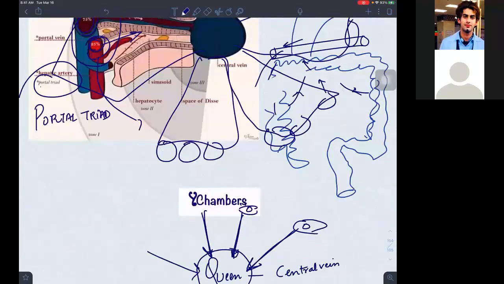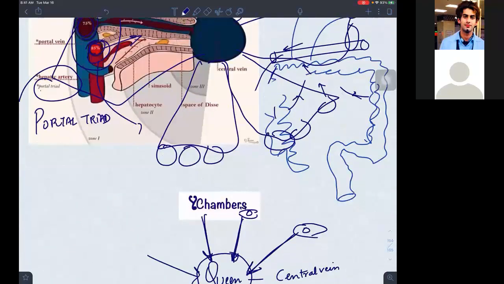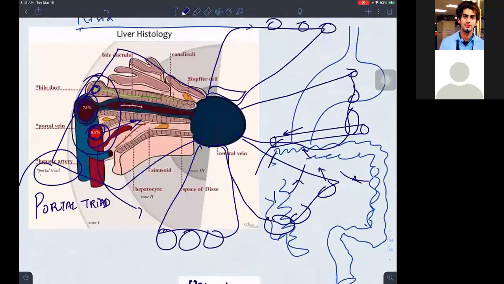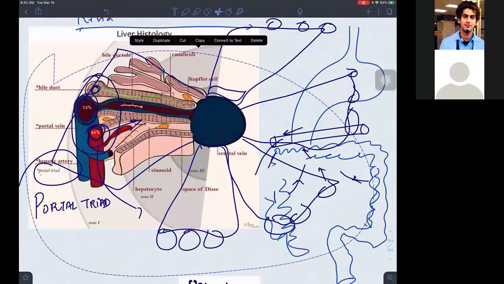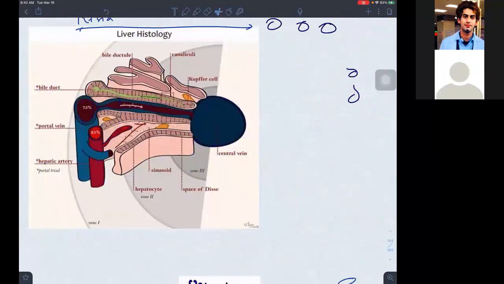In my first year, I was really confused what was this portal system, but it was so beautiful. I actually love hepatology. Very tasty subject. So this is what you have to understand. Are we able to understand?